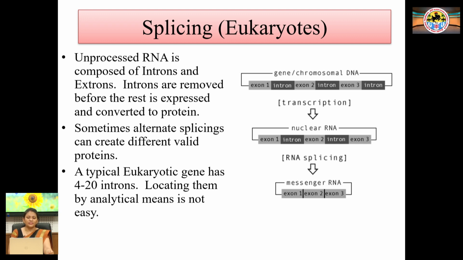So, after the transcription, RNA splicing takes place, in which only the exons are retained, which go for the translation process. A typical eukaryotic gene has 4 to 20 introns, and locating them by analytical means is not easy.